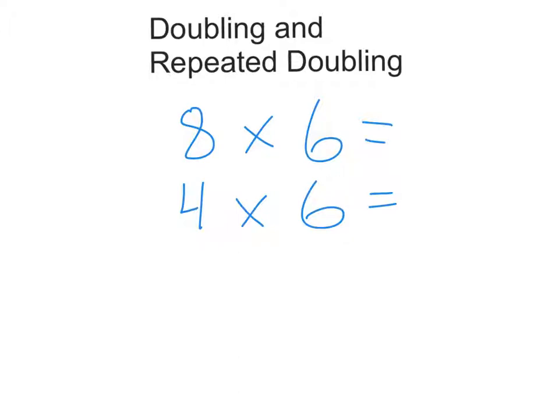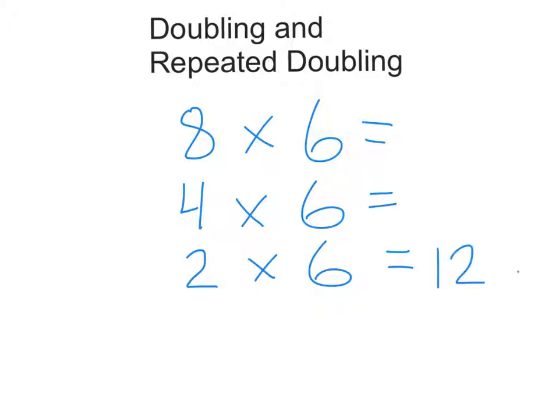I'm still not too sure what 4 times 6 is, so you know what? I can cut another factor in half. I'm going to cut the 4 in half again to get 2 times 6. Each time I'm only cutting one factor in half. Do you know what 2 times 6 is? 2 times 6 is 12.